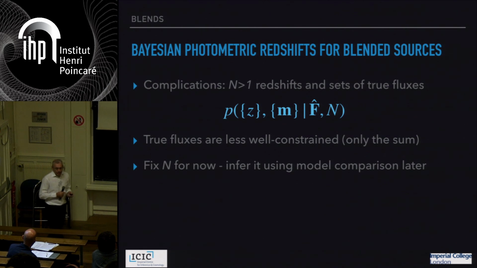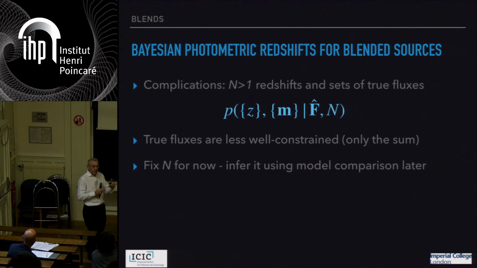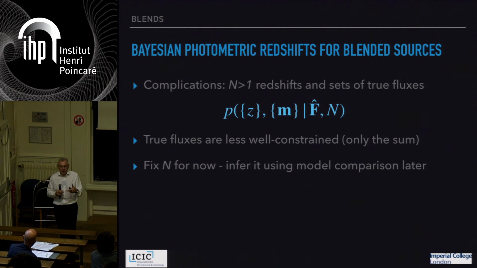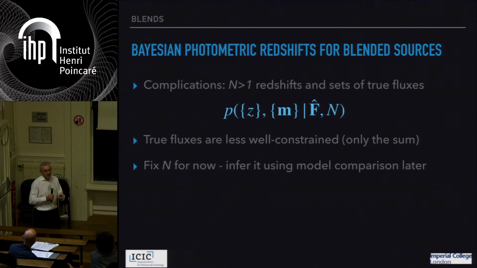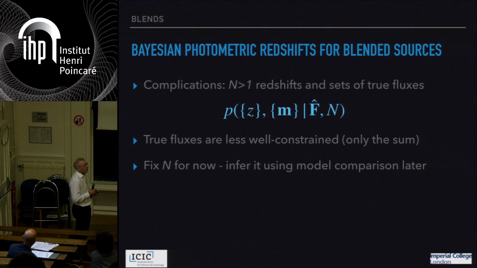So what about blended sources? The complications are that you have more than one redshift to infer. You also have some true fluxes, which are the latent variables, and those true fluxes are no longer closely tied to the observed flux. For high signal to noise measurements with a single source, the true flux is not going to stray very far from the observed flux. But here we have two components, so that flux can be divided in some arbitrary way between the two components. So only the sum is well constrained. And also we don't know how many sources there are. There may be more than one or only one.